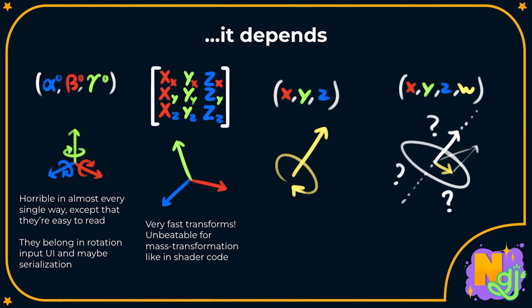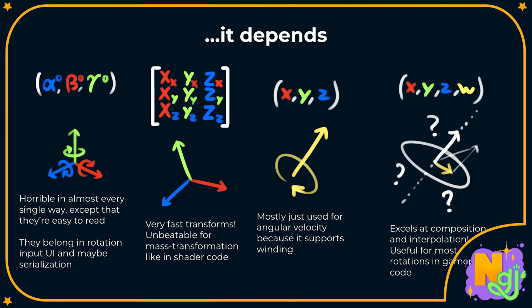Matrices are super fast for transformation. That's why they're used everywhere in shader code, in every single vertex shader out there. Angle axis is pretty much only used for angular velocity. I don't know if people use them for anything but angular velocity. And then finally, quaternions are just really good at composition and interpolation. They're useful for most rotations in gameplay code.